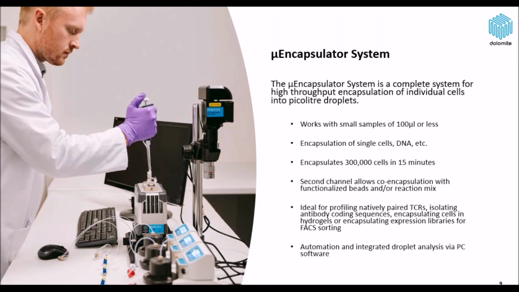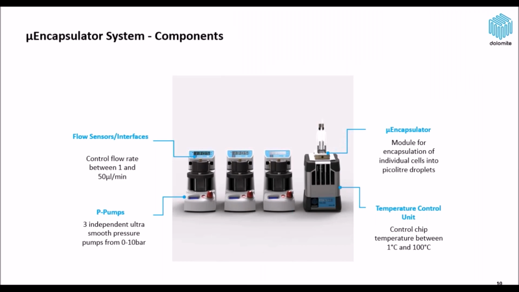On your left-hand side, you can see the basic setup of a microencapsulator system, and I will also show you later on in this presentation. The basic components are our 3P pumps, which are able to supply fluid. Two would be your aqueous channels. One would be pushing your cells, and the other one would be pushing the reaction mix or your functionalized beads. And then the third pump would be your oil phase to capture or pinch those droplets at the junction. That is why you would need 3 P pumps.